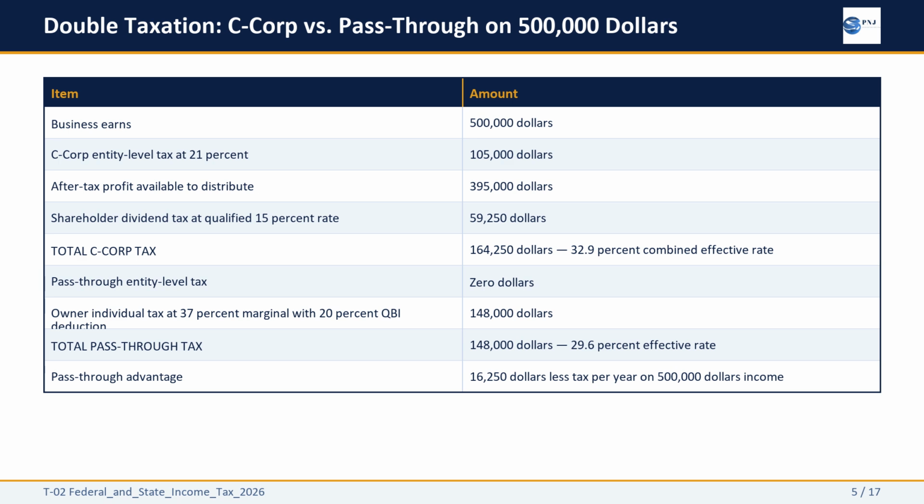Compare that to a pass-through structure. No entity-level tax is paid. The owner pays individual tax at 37% on $500,000, but with the 20% QBI deduction, the effective amount subject to tax is reduced. Total pass-through tax is $148,000, a 29.6% effective rate. The pass-through advantage is $16,250 less tax per year. This comparison is why business owners and their advisors carefully evaluate entity structure.